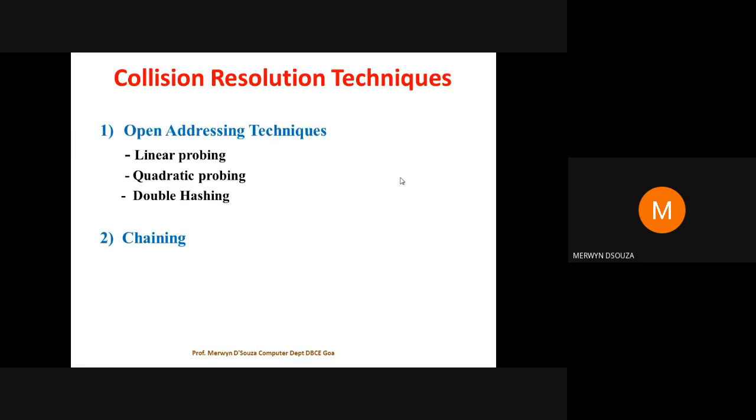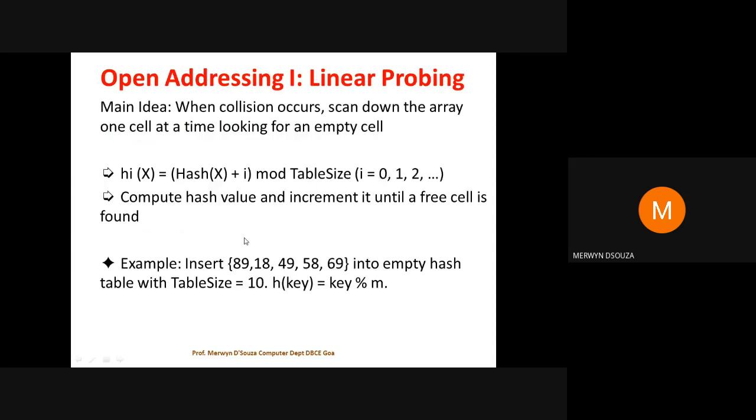Let's look at the different techniques for collision resolution. There are two main methods: open addressing techniques and chaining. Under open addressing, you get three methods: linear probing, quadratic probing, and double hashing. So basically you're going to study four methods for collision resolution: three methods under open addressing and one method which is chaining. Let's go through it quickly, starting with the first method of open addressing.